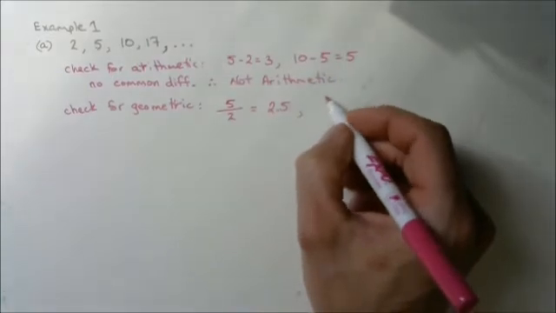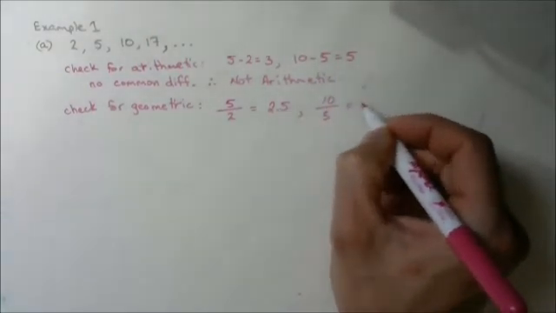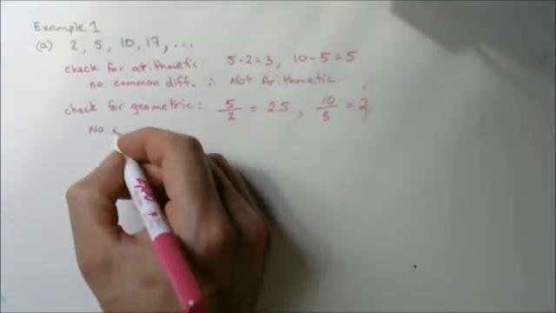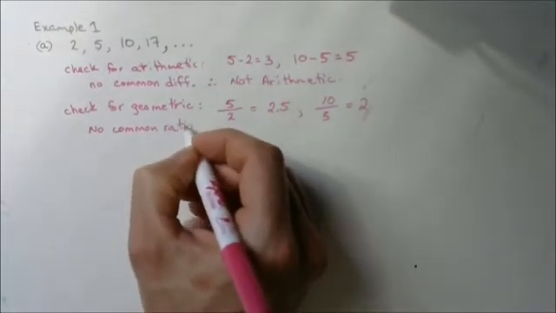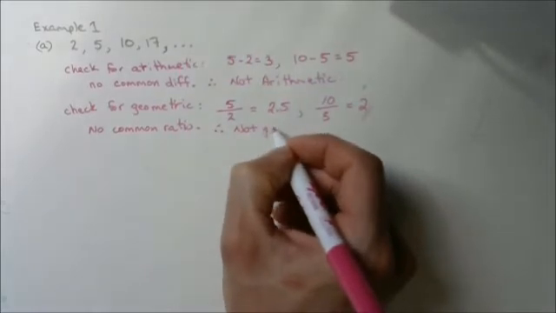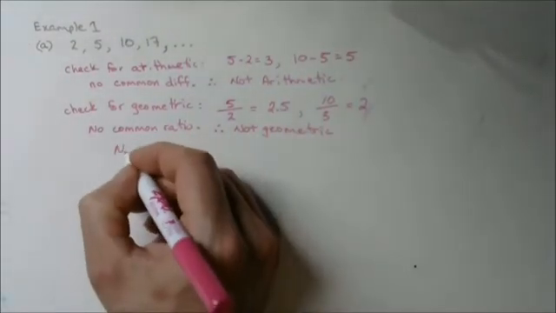And we'll do the same thing. We'll take term 3 and we'll divide it by term 2. 10 over 5 divides into 2. No common ratio. Therefore, not geometric. Okay? This guy is neither.